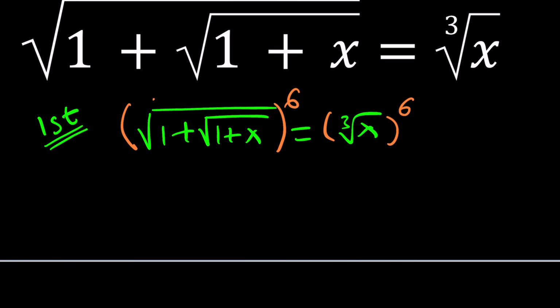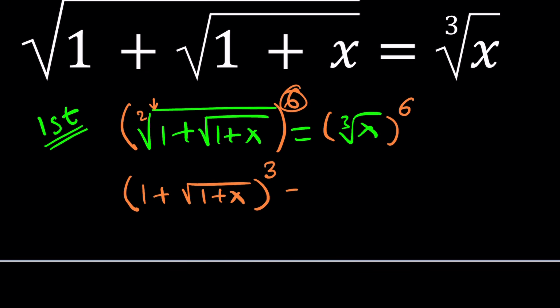And that will get rid of the square root as well as the cube root. So it's going to be this expression to the 3rd power. You can also think of it this way: we have 1 plus the square root of 1 plus x to the power 6 divided by 2. So 6 divided by 2 is equal to 3. And then this becomes x to the power 6 divided by 3, which is x squared. Great. We got rid of the radical on one side, but we have to continue.